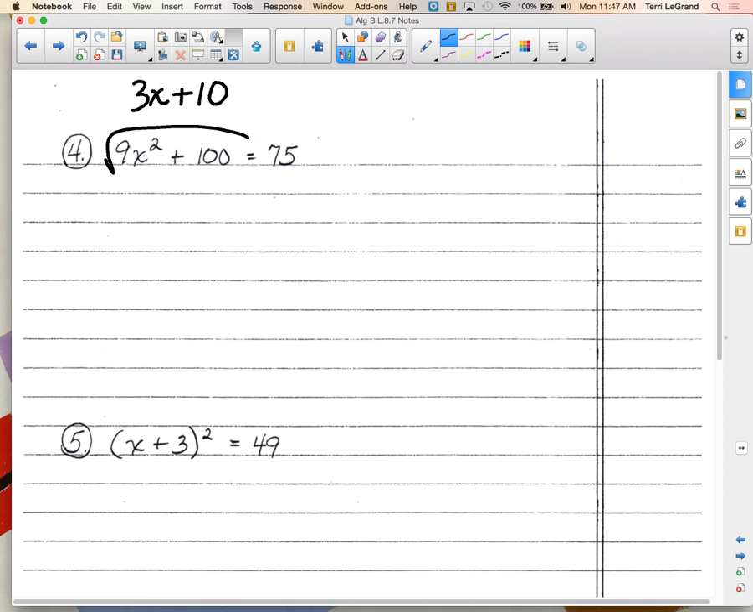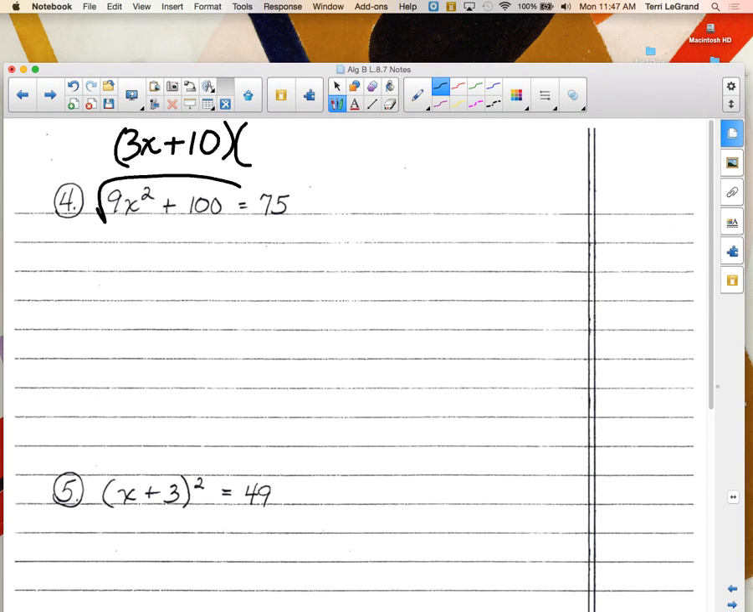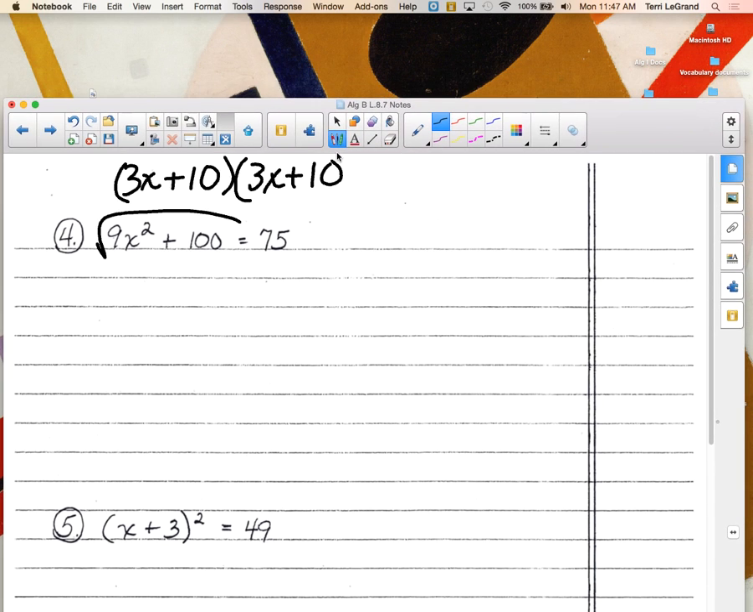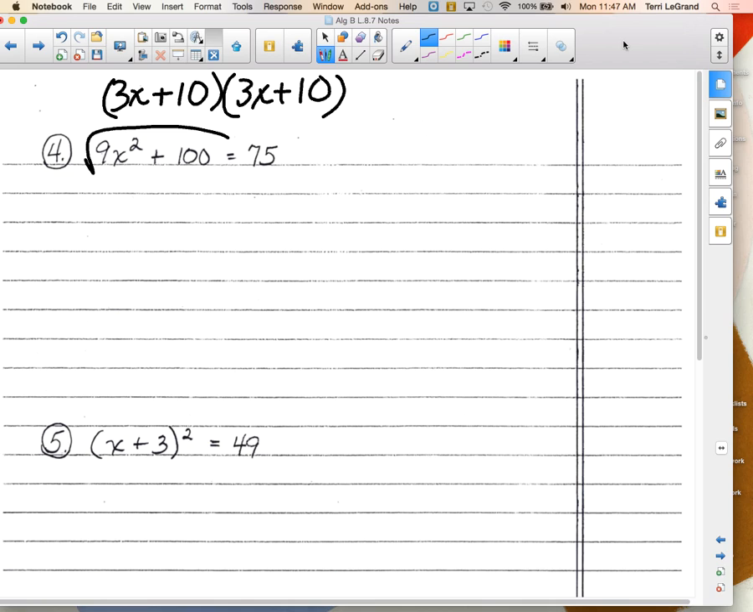But remember that multiplied by itself has to get us back to 9x squared plus 100. Do you think 3x plus 10 times 3x plus 10 would get us back to 9x squared plus 100? Have you foiled that out? Anybody think they know what that is, foiled out? It would be 9x squared plus 60x plus 100. You're right. We created a 60x that was never there.